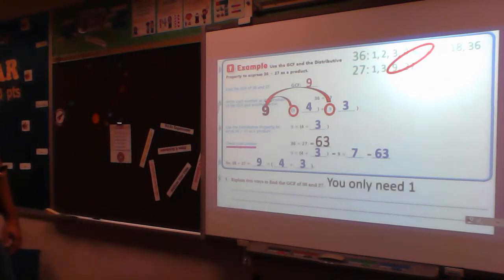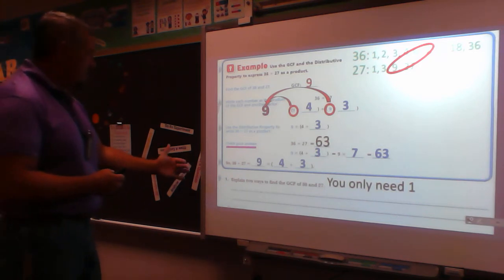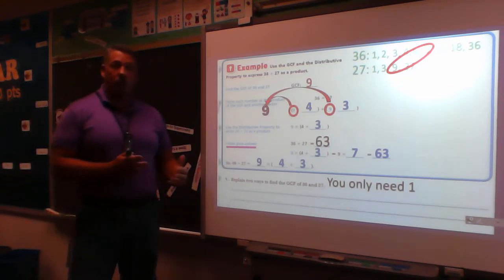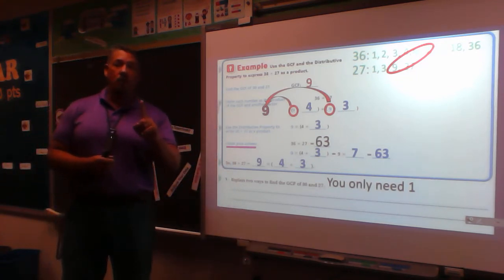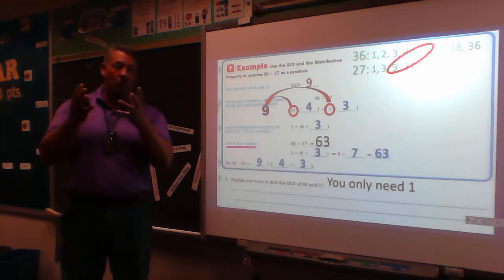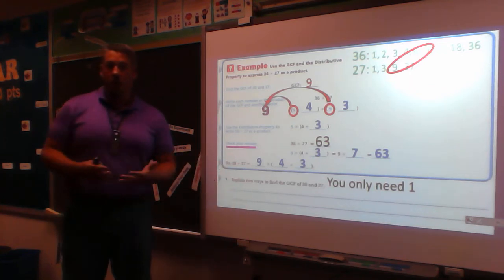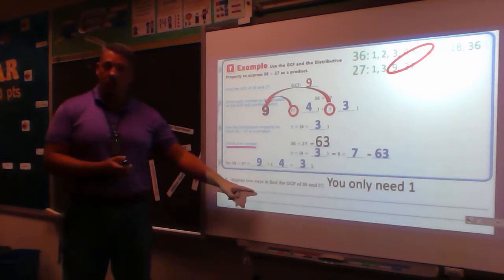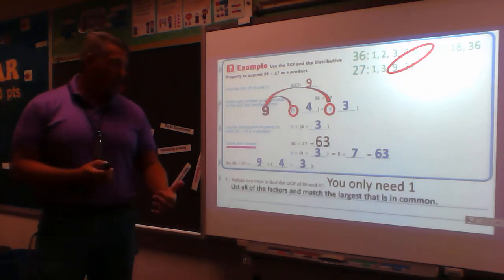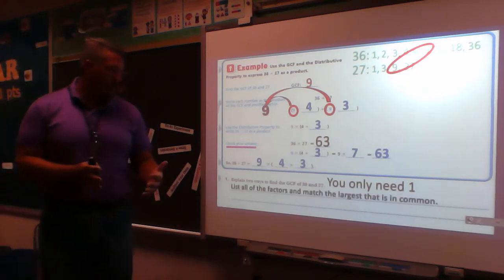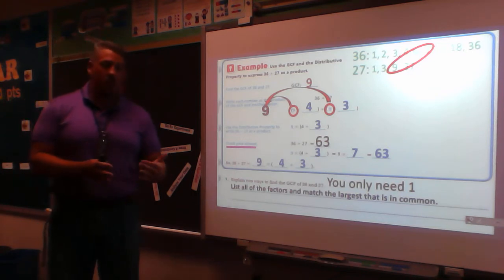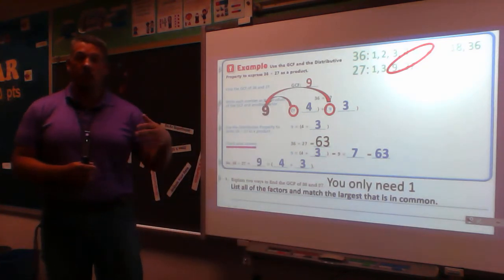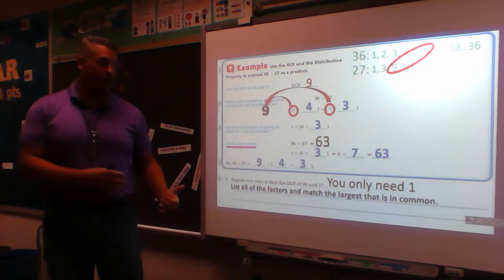All right, so as we go on then, underneath it, number 1, it says explain 2 ways to find the GCF of 36 and 27. Now remember, in these type of questions, I only want one. That's what I need you to be able to do, is remember one way to do a math problem. Do you need to remember 2, 3, 4 different ways of doing it? No. But there are 2 ways that you could do it. The first one that you could write down, list all of the factors and match the largest that is in common. So that's what we're doing up here. I'm listing all of the factors and then looking for the largest that they have in common.